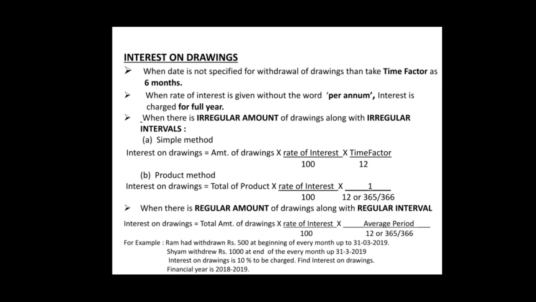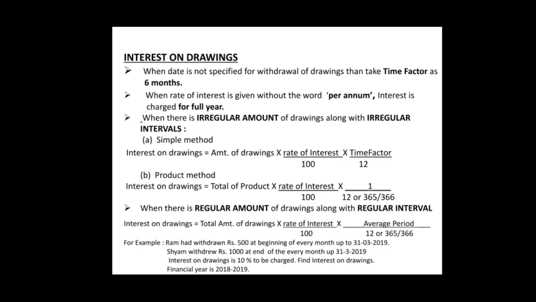If they are withdrawing the drawings on any day and the date is not mentioned, then the time factor of 6 months is to be considered. When the rate of interest is given without the words per annum, then interest is charged for the full year. Suppose the rate of interest is given as 5%, and per annum is not mentioned, then we have to consider that it is to be charged for the full year. So no time factor formula will be there.